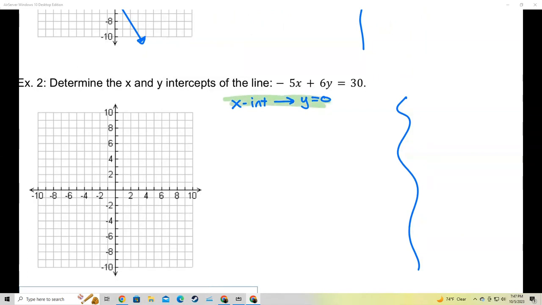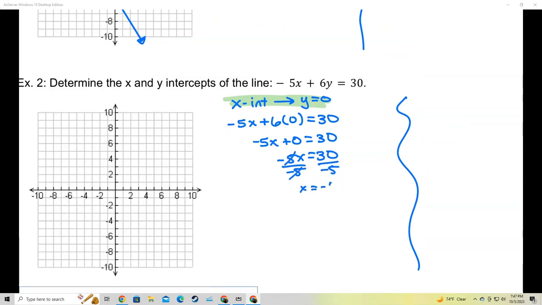So let me go ahead and substitute. This is going to be negative 5x plus 6, there's my y, but I know it's going to be 0. So this is going to be 6 times parentheses 0 equals 30. 6 times 0 is just 0, so I get negative 5x plus 0 equals 30. That means negative 5x equals 30. I'm going to divide both sides by negative 5. X equals negative 6.